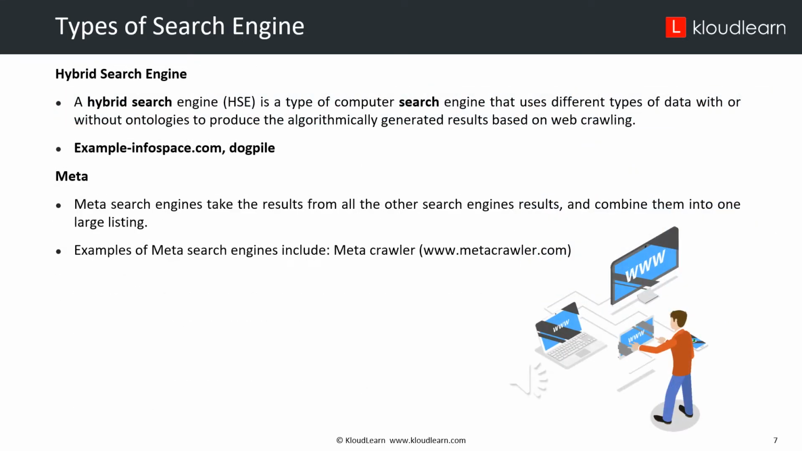Hybrid search engine. A hybrid search engine, HSE, is a type of computer search engine that uses different types of data with or without ontologies to produce the algorithmically generated result based on web crawling. Examples: infospace.com, Dogpile.